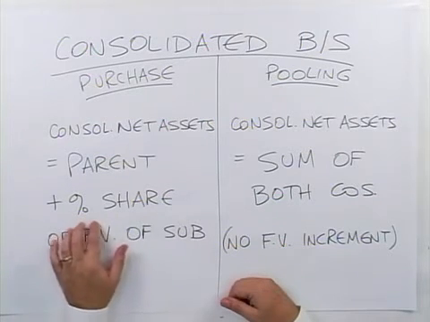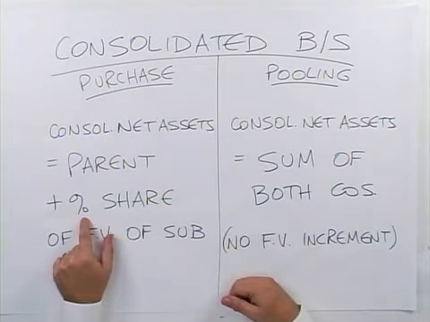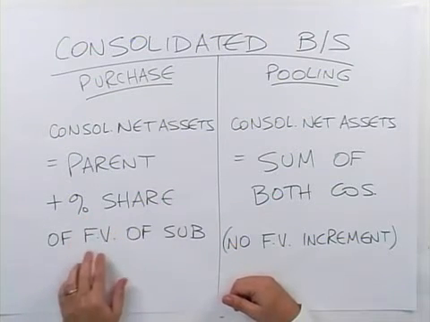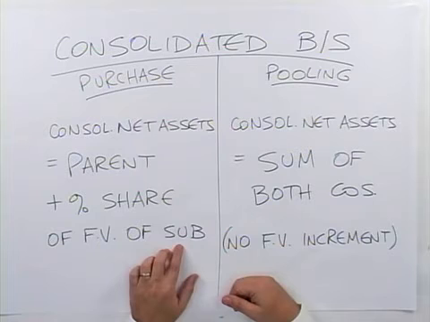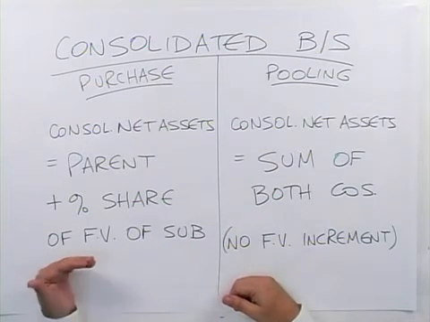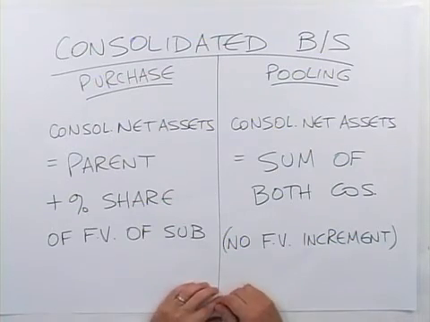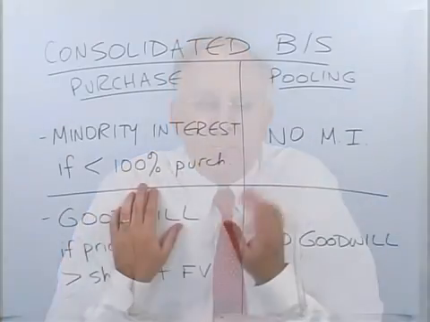Here, on the purchase side, the percent share, that's the parent's percentage share, whatever they bought, it doesn't have to be 100%, of the fair value of the sub's net assets. The portion of the fair value that they didn't buy is not included at all, as we'll see in just a second. There are two items that you will see on consolidated balance sheets under the purchase method that you won't see under pooling at all, and that is minority interest and goodwill.